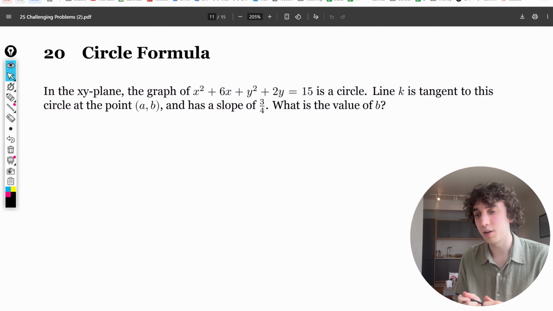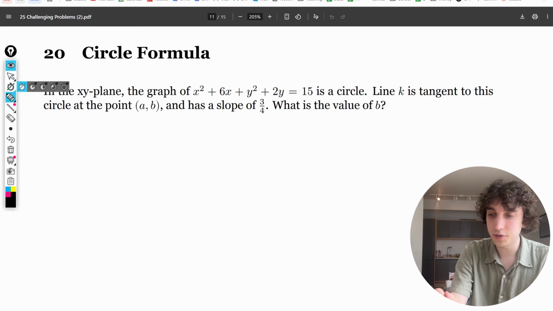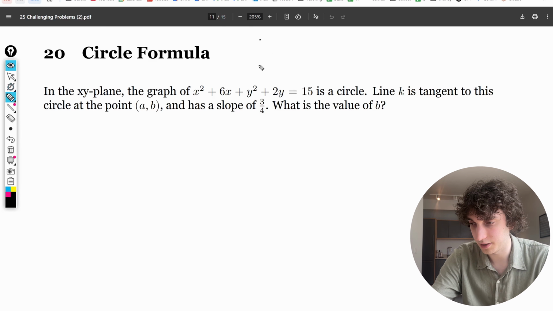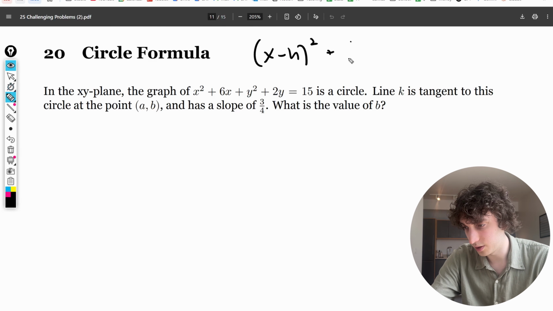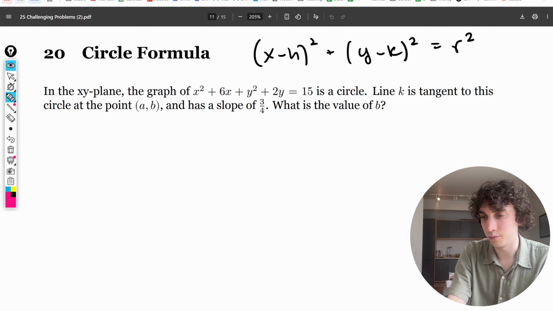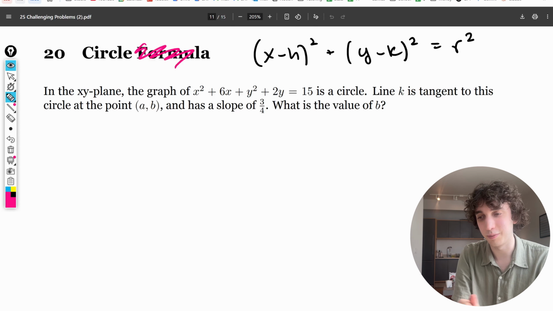Okay, next we've got this problem dealing with the circle formula. So first things first, you should know what the circle formula is. It's x minus h squared plus y minus k squared equals r squared. The irony of this problem, and I should probably change the name to take out the formula part, is you actually don't need the formula for this problem.